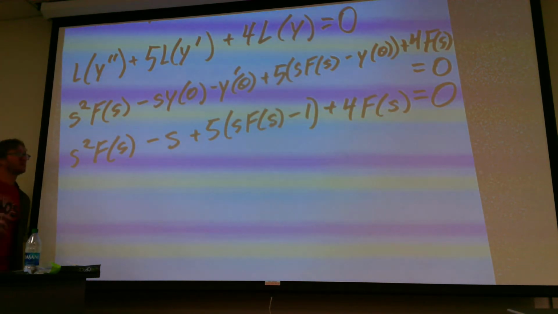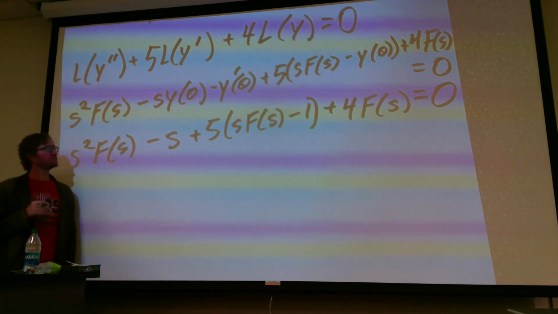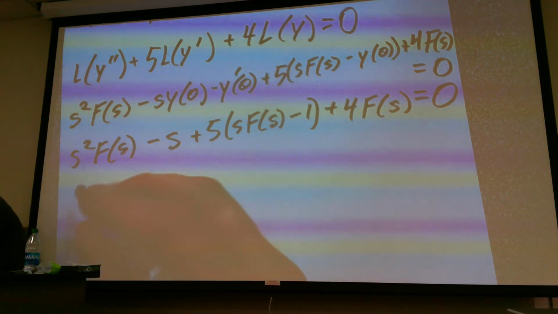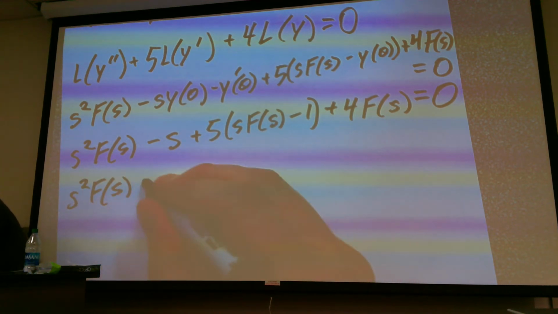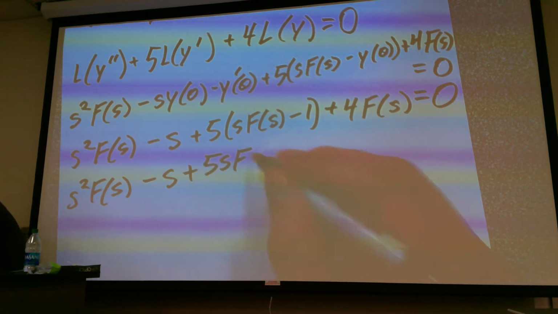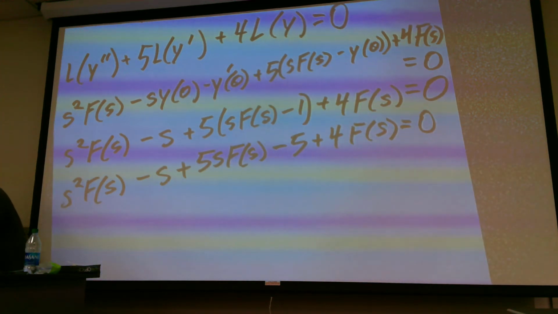Okay, at this point of the problem, what you want to do is group all your F of s's together. Let's take one more step. Let's just multiply that 5 through. So we have s squared F of s minus s, now plus 5s F of s minus 5 plus 4 F of s is going to equal 0.